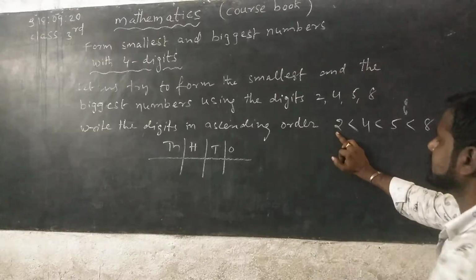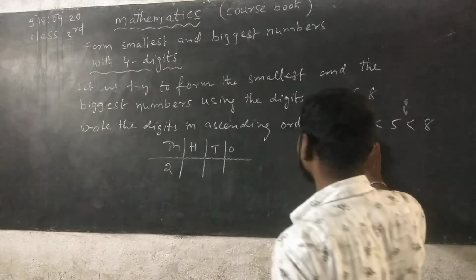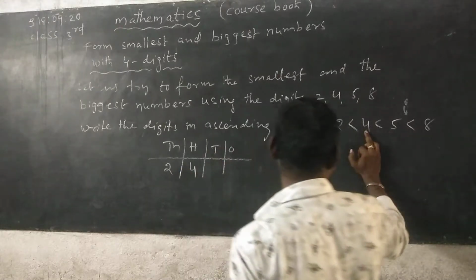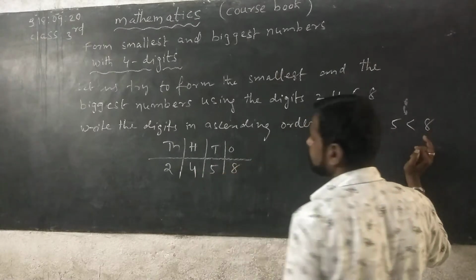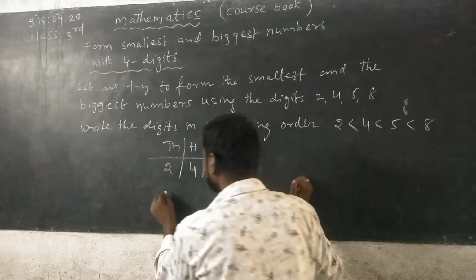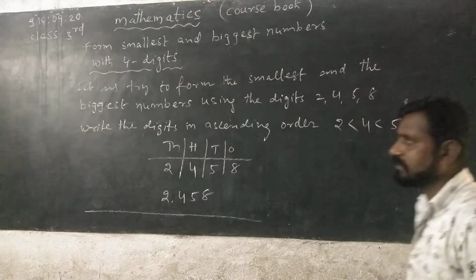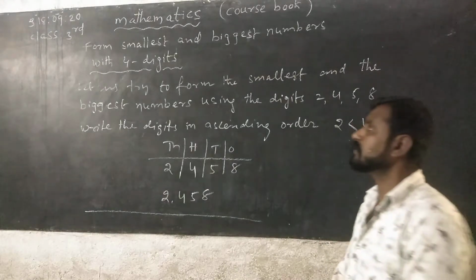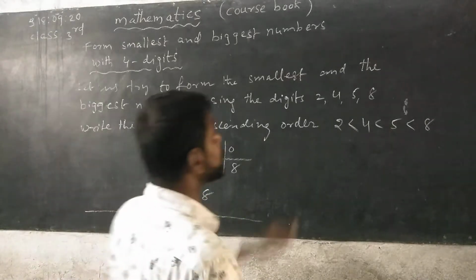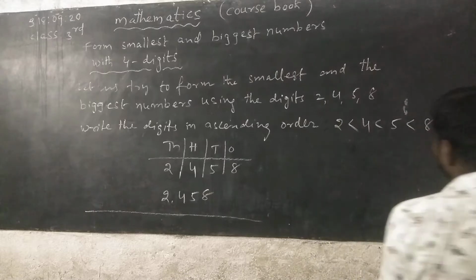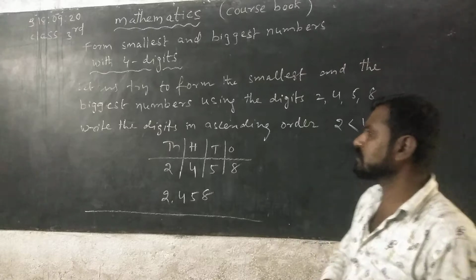2 you can write in thousands place. Now next, 4 you can write in hundreds place. Next, 5 you can write in tens place. 8 you can write in ones place. So that's the number 2458. Very simple. You can write the smallest 4-digit number.